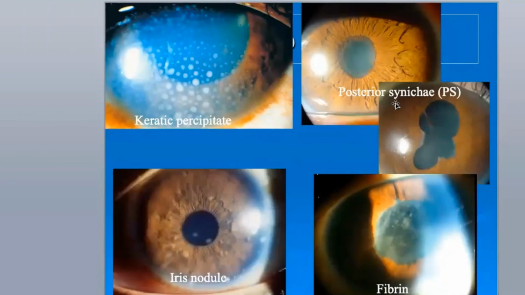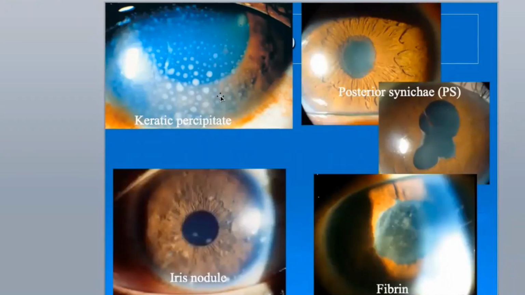If the iris is attached to your lens, we call it posterior synechiae. If the iris is attached to your cornea, you call it anterior synechiae. Now, sometimes the white cells are sitting on the cornea. In this one, the white cells are sitting on the iris, then you call it iris nodule. It's actually basically the same thing. It's just inflammation of the white cells. It depends on where the white cells reside.